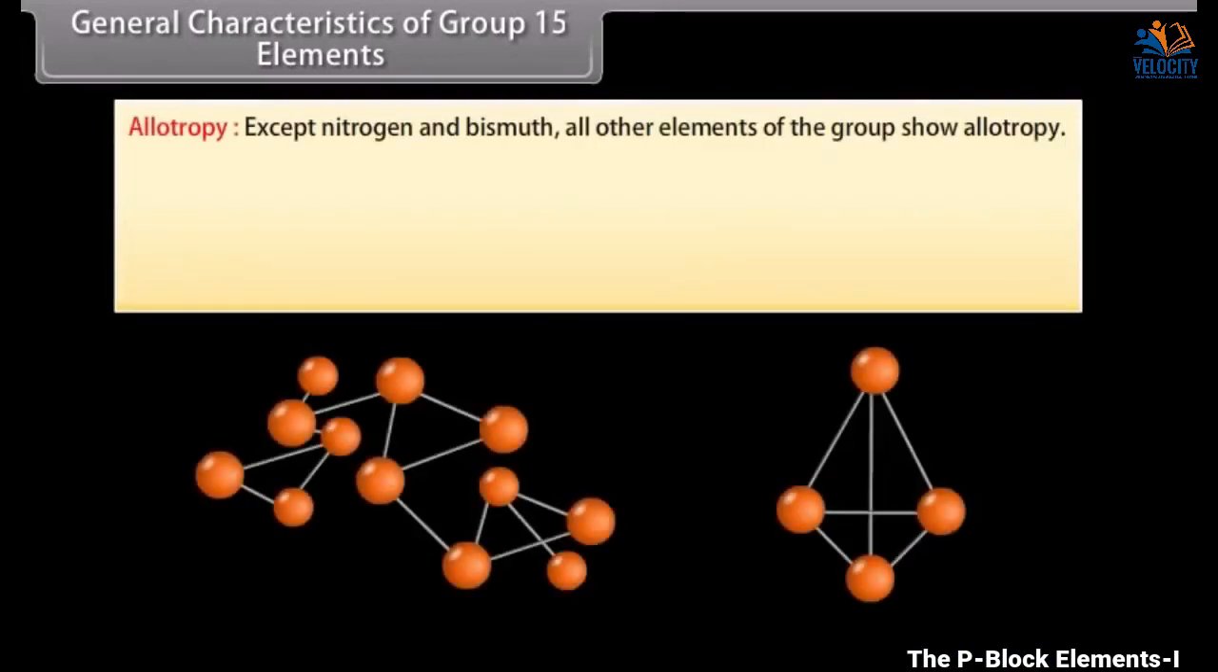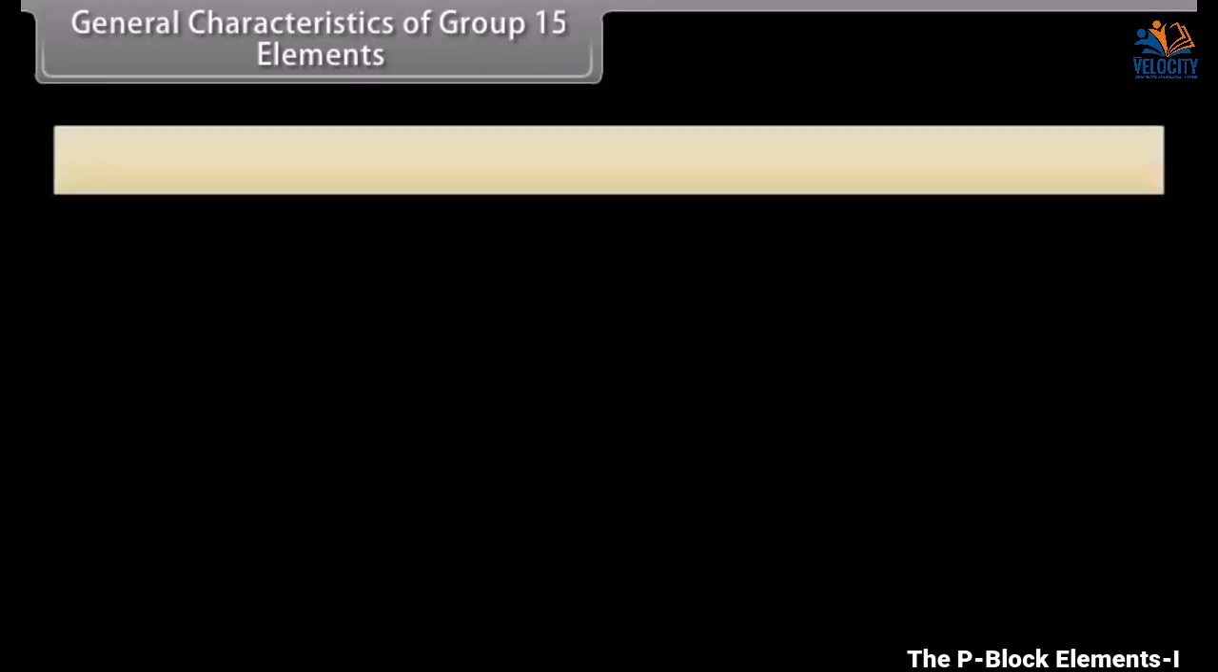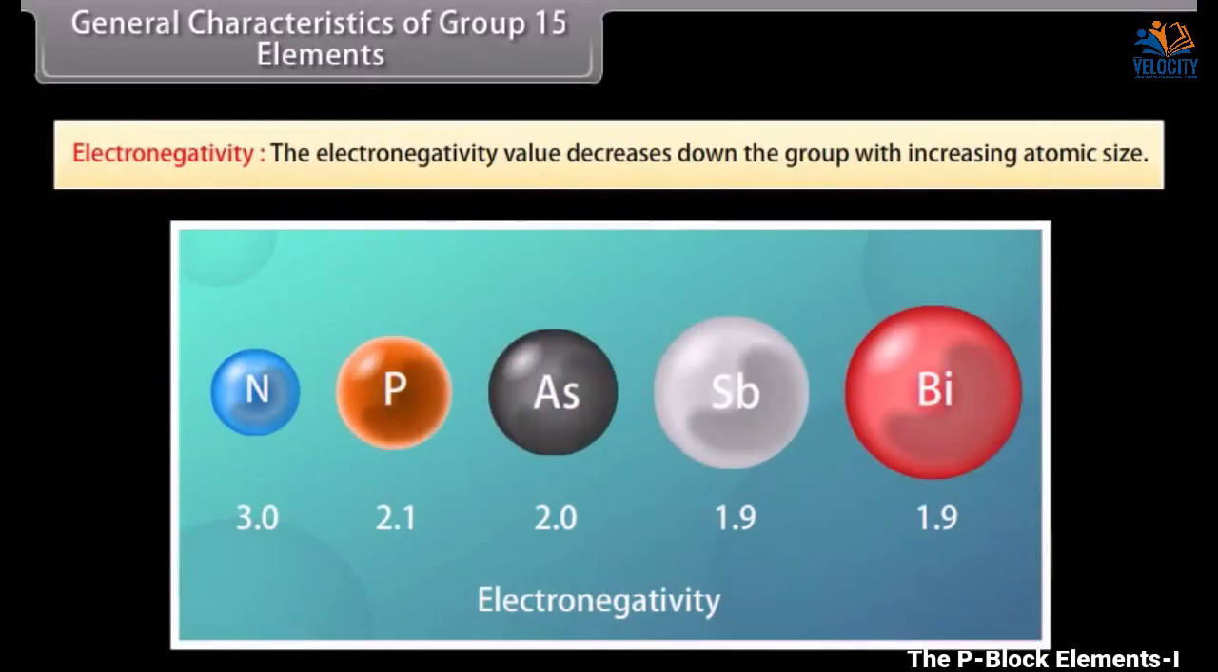Allotropy. Except nitrogen and bismuth, all other elements of the group show allotropy. Phosphorus exists as white, red, and black phosphorus. Arsenic exists as yellow and grey. Antimony exists as yellow and grey. Electronegativity. The electronegativity value decreases down the group with increasing atomic size.